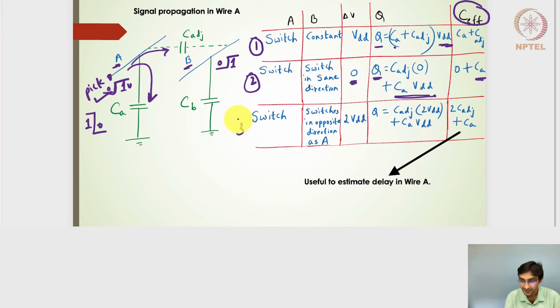The third case, A is switching. Let's say it is switching from 0 to 1 volts. But now B is switching in the opposite direction. So if A switches from 0 to 1 volts, then B switches from 1 to 0 volts.